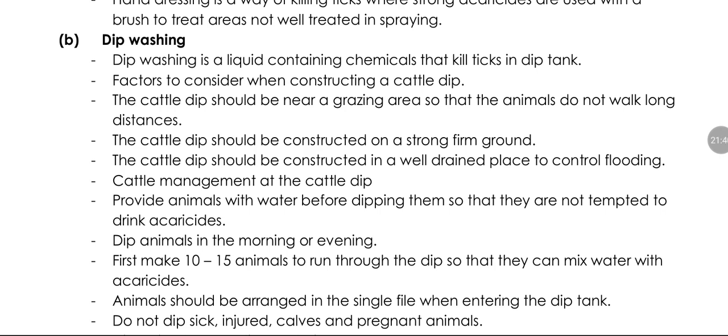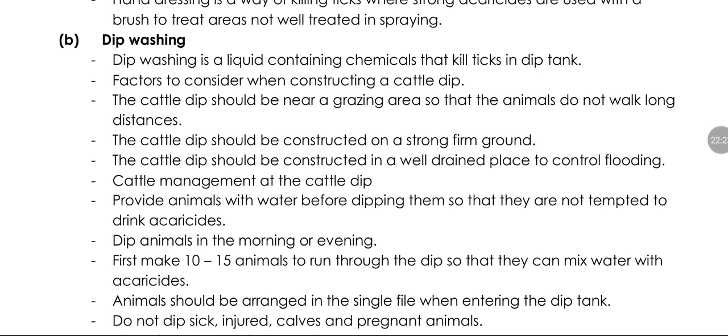Next, the cattle dip should be constructed on a strong firm ground. Ino kubanga weri wagumu bulungi so that the animals don't get problems. Okay. Next, the cattle dip should be constructed in a well-drained place to control flooding. So kubanga mu kifo kyerimu kirungi temuyingiramu yadde mazzi because the moment floods enter that deep, they will dilute, okusaabulula, the acaricides, because whenever you dilute wosaabulula chemicals they become less efficient.